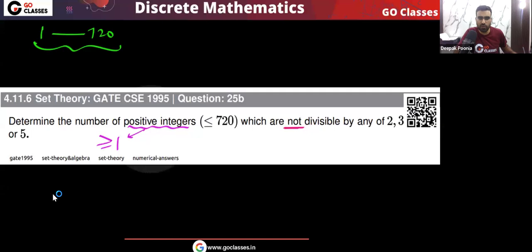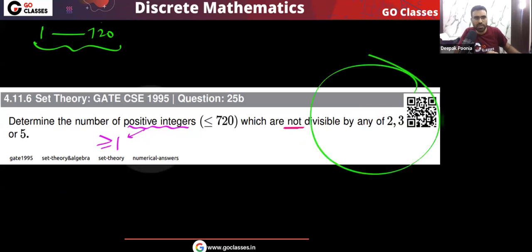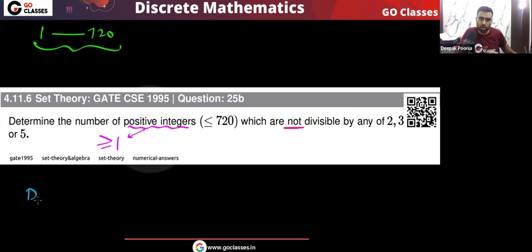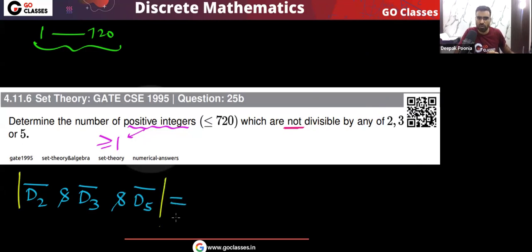5. Means we want those which are not divisible by 2, and they are not divisible by 3, and they are not divisible by 5, because they should not be divisible by any of them. So the question is asking that they should not be divisible by 2, and they should not be divisible by 3, and they should not be divisible by 5. This type of elements I want.